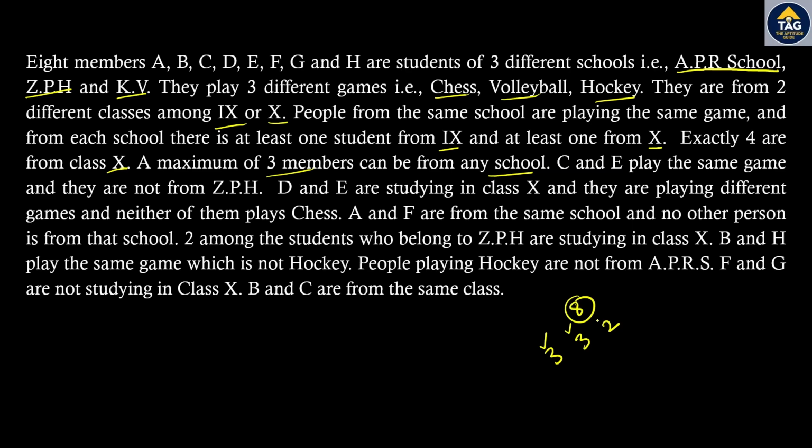And in the third one, you will find 2 members. Here, I think I am clear. The first school may not be APR school, it may not be ZPH, and the first one may not be KV. We cannot predict which school it actually is.